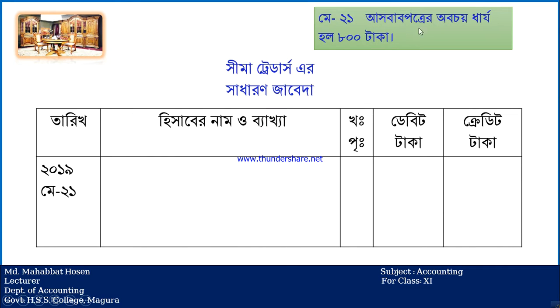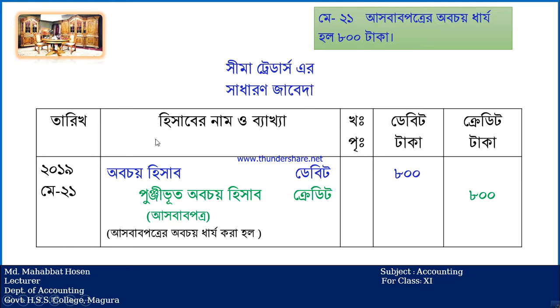Now, depreciation charge on furniture, taka 800. We know very well depreciation is an expense, so depreciation has increased. Depreciation will be debit and accumulated depreciation, it is a liability, it will be credit. It is also a fund. Okay, depreciation expenses, furniture debit, accumulated depreciation, furniture credit.